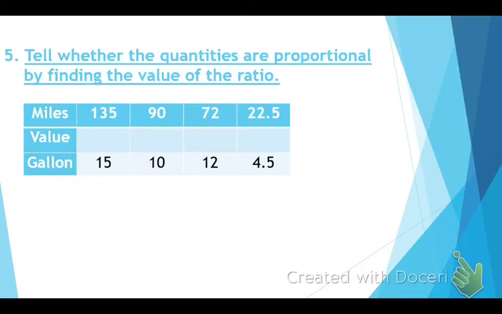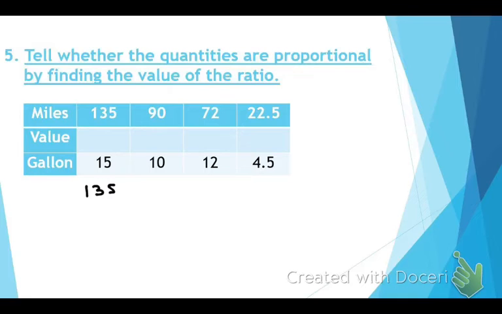All right, for the next one, we're going to tell whether or not the quantities are proportional by finding the value of the ratio. So I want you guys to find out what the value is for each of those to see how many miles you get per gallon. Okay, guys, whenever trying to find the value of the ratio, what's the key word of what we have to do? Divide. You take the first one and divide it by the second one.